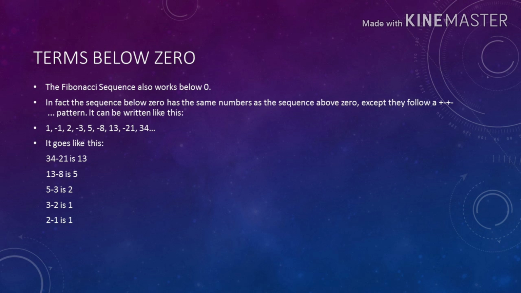Terms below 0. The Fibonacci sequence also works below 0. In fact, the sequence below 0 has the same numbers as the sequence above 0, except they follow a plus minus pattern. It can be written like this: 1, minus 1, 2, minus 3, 5, minus 8, 13, minus 21 and 34. It goes like this: 34 minus 21 is equal to 13, 21 minus 13 is equal to 8, 13 minus 8 is 5, 8 minus 5 is 3, 5 minus 3 is 2, 3 minus 2 is 1 and 2 minus 1 is 1.